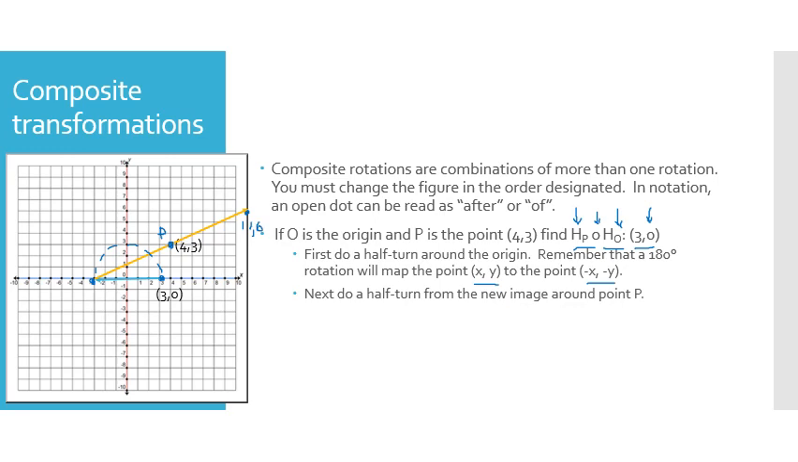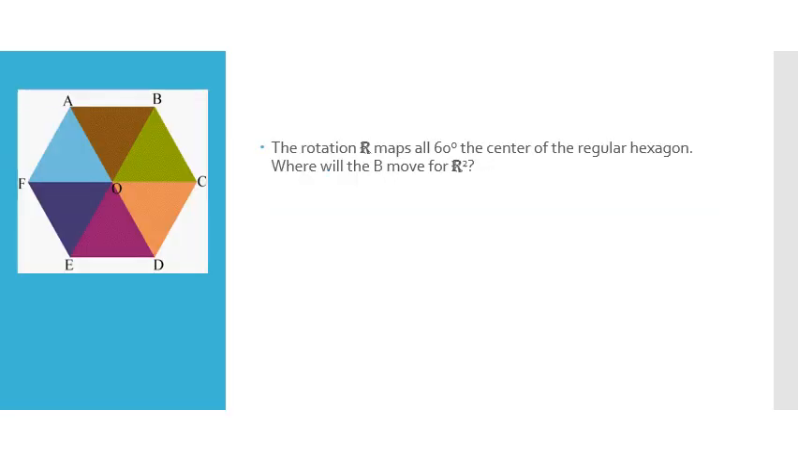And again, if you've copied into your notes how you can calculate the coordinates of a point after a half turn, then that'll save you a little bit of work. But looking at the graph, you can see how you can logically get to the point that's a half turn away. Now, sometimes we have a rotation that is a composite as well.